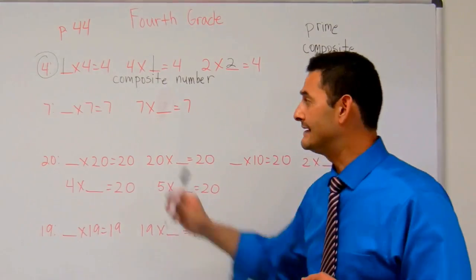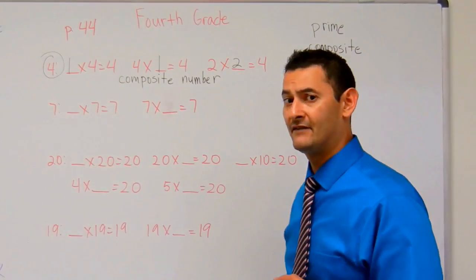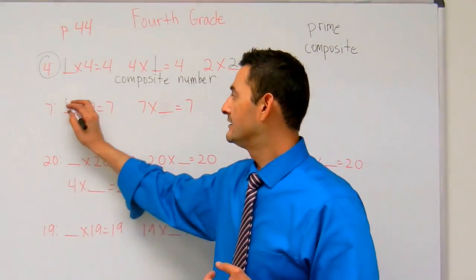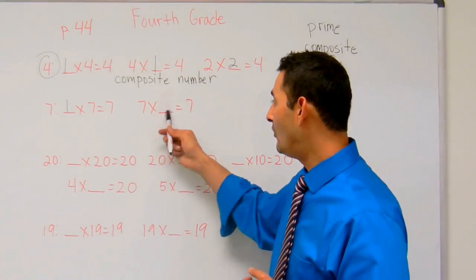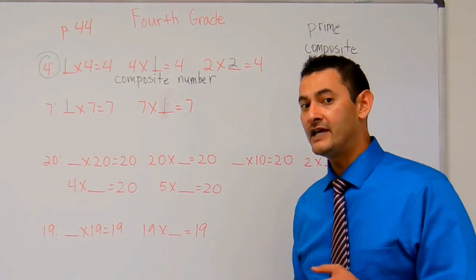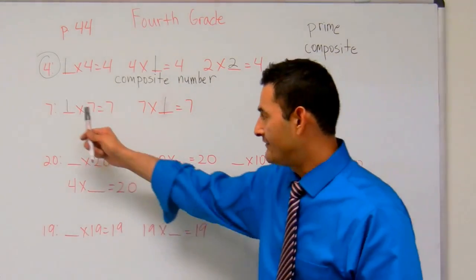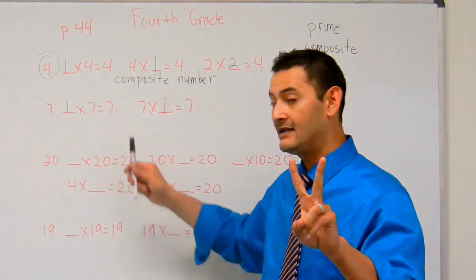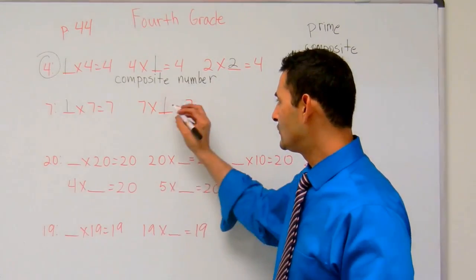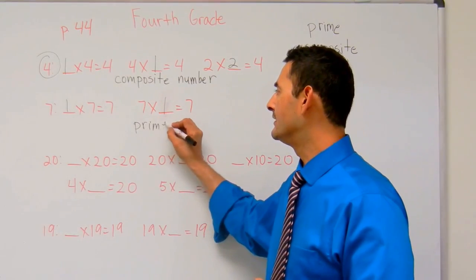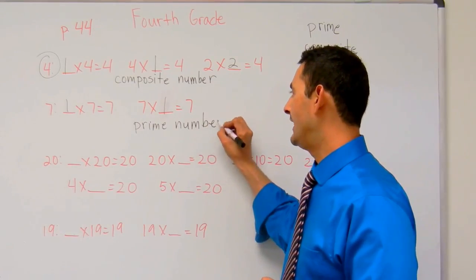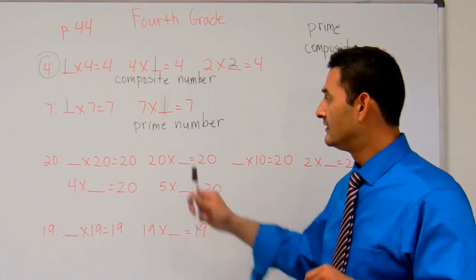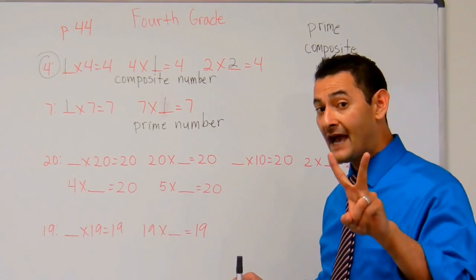Now let's take a look at this one here. Now we're going to go ahead and factor 7. Something times 7 equals 7. What's that going to be? It's going to be 1. And 7 times 1 equals 7. So here, how many factors do I have? I've got a 1. I've got a 7. Here I've got 7 and 1. That's the same thing. Those are only 2 factors. So this is going to be a prime number. Okay? Again, composite, more than 2 factors. Prime number, only 2 factors, okay?